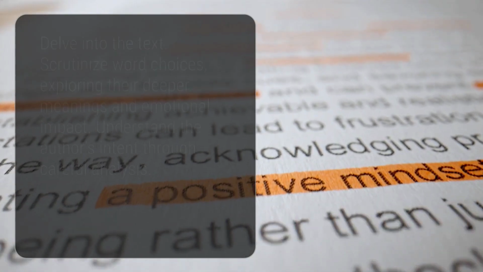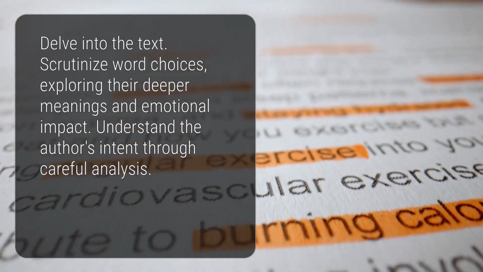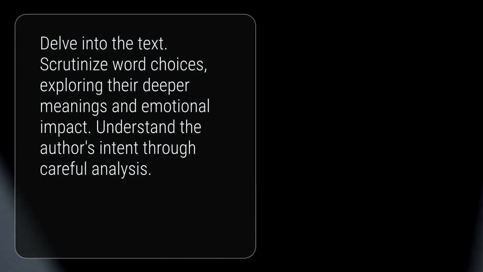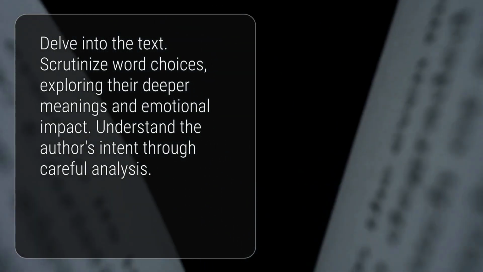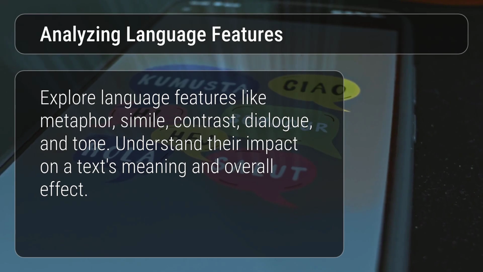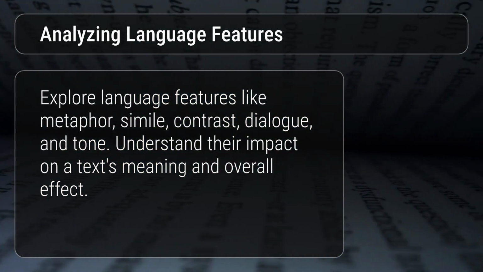Close reading is essential. Zoom in on keywords and phrases and ask yourself why the writer chose them. What connotations do they have? What emotions do they evoke? Identify the language features used: metaphor, simile, contrast, dialogue, tone. How do these features contribute to the overall meaning and effect of the text?